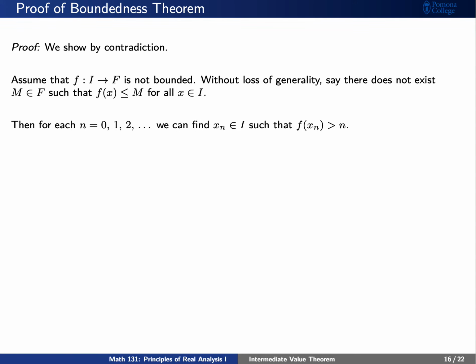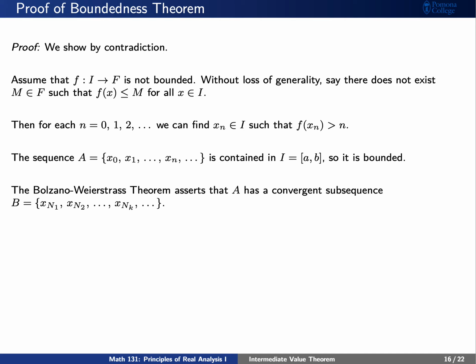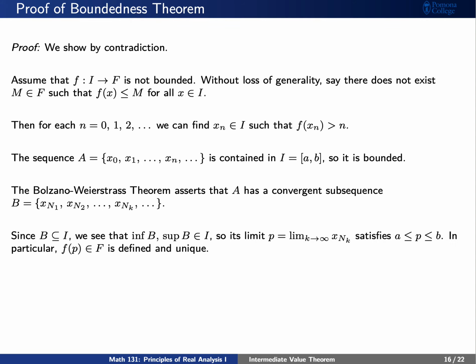If this is the case, then this means that we can actually find a sequence that increases without bound. That is, we can find x sub n in I such that f of x sub n is greater than n for each n being 0, 1, 2, just a natural number. But now our sequence of the x sub n's must be contained in I, so it is bounded. Hence, using the Bolzano-Weierstrass theorem, we can find a convergent subsequence.